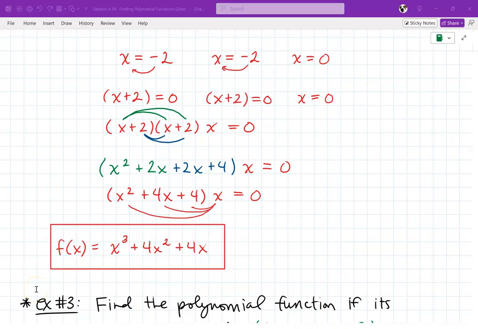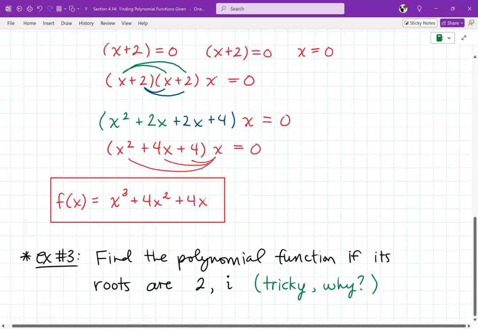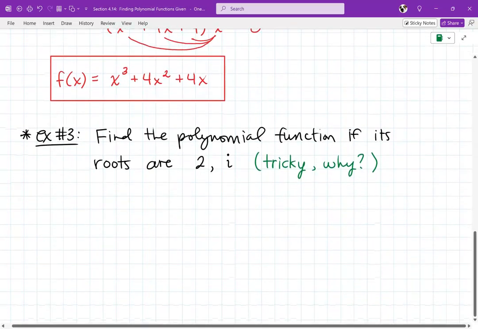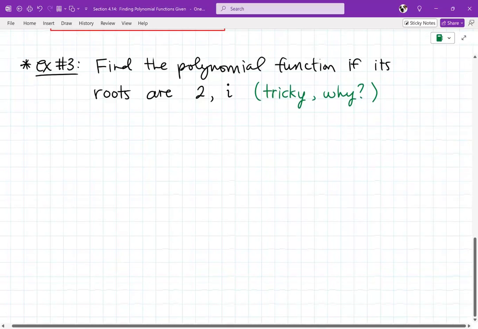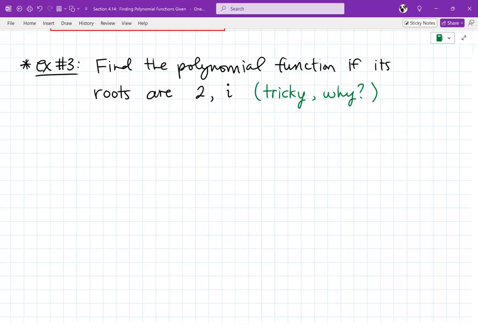All right, so example 3, last example, says find the polynomial function if its roots are 2 and i. And then I put right there, it's tricky. Okay, and the question is, why is this one a little bit tricky? Just out of curiosity, does anybody remember when we were doing imaginary numbers, or complex numbers? Does anybody remember the way it was supposed to look? It had an a and a b. How did I write it?